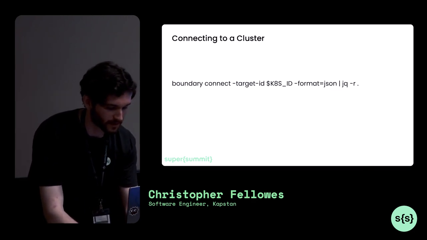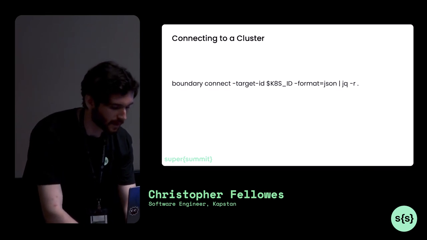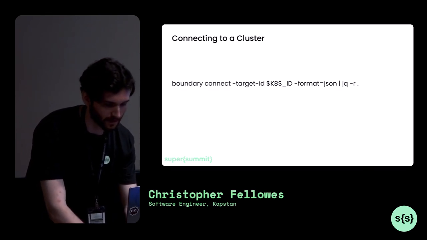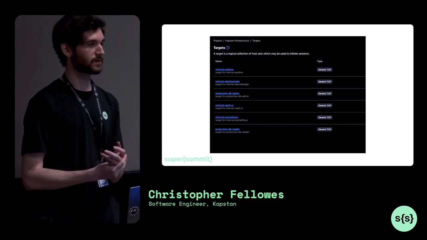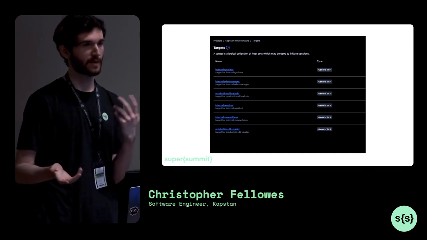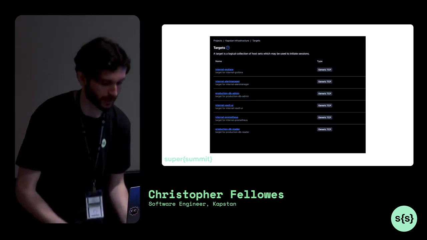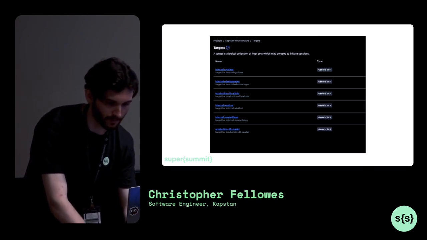Log in, this one's just admin password. Bam, I'm authenticated. Next is just boundary connect. It comes with a bunch of out-of-the-box plugins, making it easier to connect to things. There's a Postgres plugin which just runs psql for you, which I'm going to use here because it's convenient. So it's boundary connect postgres. You pass in that target ID that I showed you in the UI, and then you specify the database name.